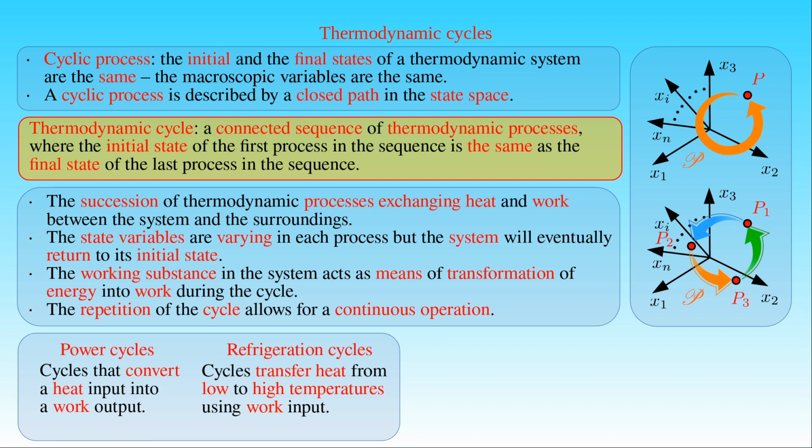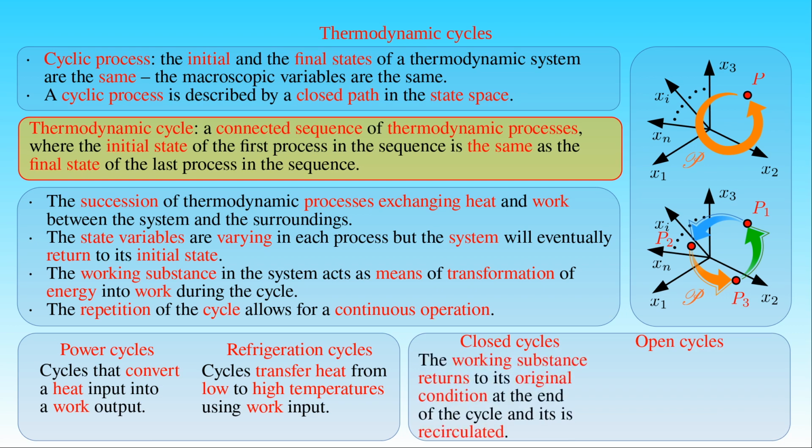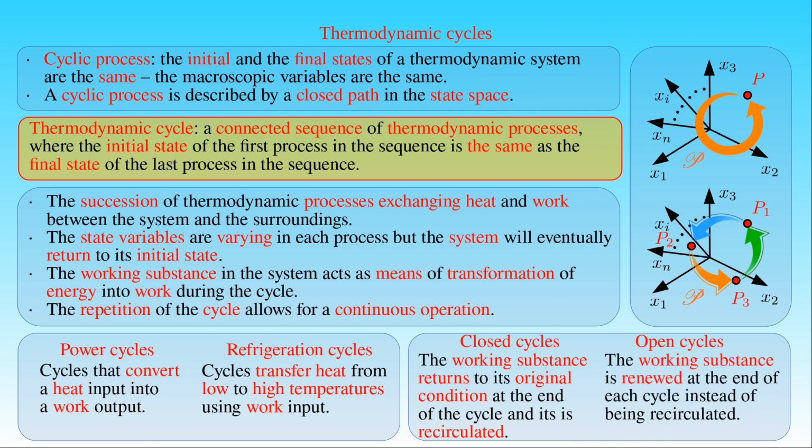Thermodynamic cycles can be categorized in yet another way, as closed and open cycles. In closed thermodynamic cycles, the working substance returns to its original condition at the end of the cycle and is recirculated in its final state, which is the same as its initial state at the beginning of the next cycle. For example, the working fluid in refrigerators and air conditioners is driven around a closed thermodynamic cycle between a heat source and a heat sink held at different temperatures. In open cycles, the working substance is renewed at the end of each cycle instead of being recirculated. For example, in internal combustion engines, gases produced in the combustion are exhausted and replaced by fresh air-fuel mixture at the end of each cycle.